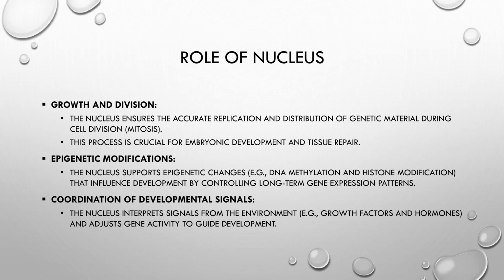Coming to the next slide, we will deal with more roles of the nucleus. First one is growth and division. The nucleus ensures the accurate replication and distribution of genetic material during cell division, and it is also a crucial process for embryonic development and tissue repair. The next one is epigenetic modification. The nucleus supports the epigenetic changes that influence development by controlling long-term gene patterns. The next one is coordination of developmental signals. The nucleus interprets signals from the environment and adjusts gene activity to guide development.